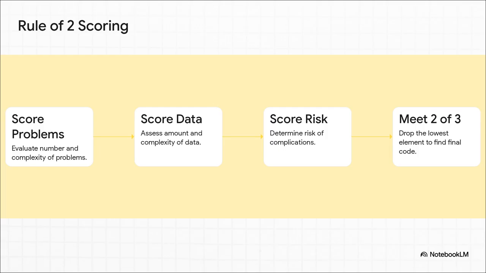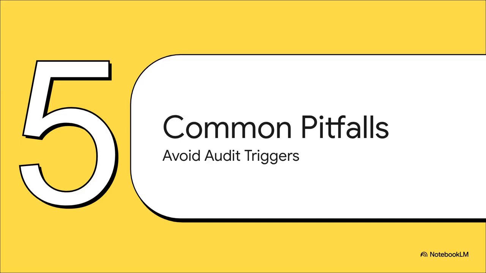Step 1, determine your level for problem complexity. Step 2, score the data. Step 3, score the risk. And step 4, just pick the middle or second highest level. So for example, if 2 of your elements score high and 1 comes in low, your final code is high because you met that threshold for 2 out of the 3. Make sense? Let's wrap up with section 5, common exam pitfalls and cheat sheet.